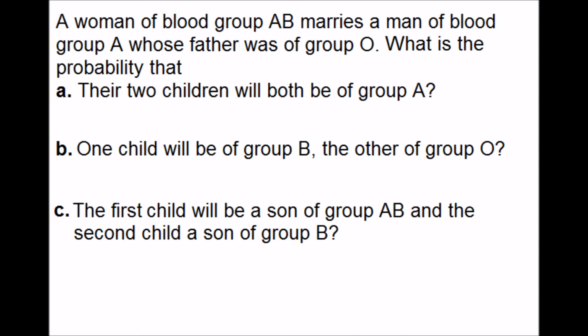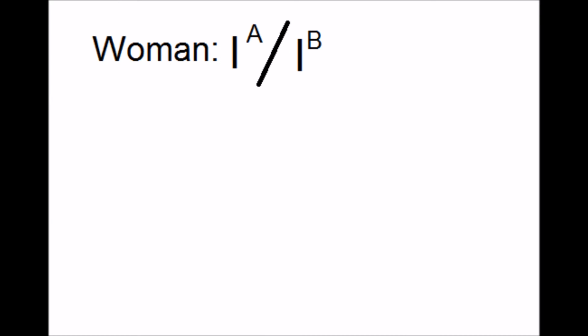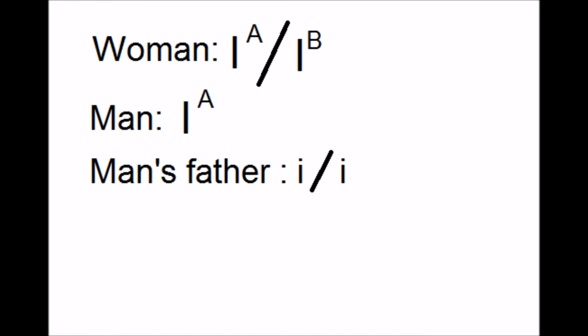A woman of blood group AB marries a man of group A whose father was of group O. The woman is in blood group AB, so she must have this genotype. The man is in group A, so he must have an A allele. The man's father was in group O, so he must have had two O alleles and passed one of them to his son, giving the man this genotype.